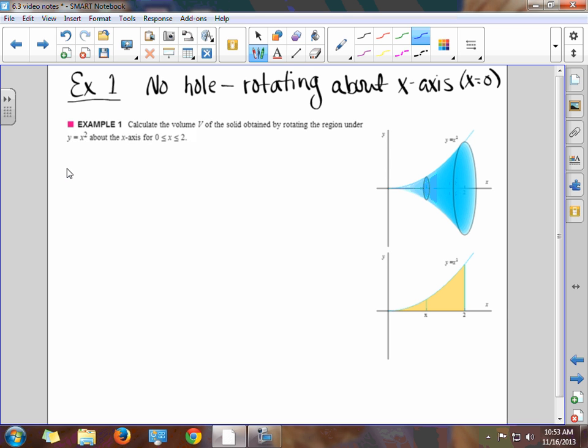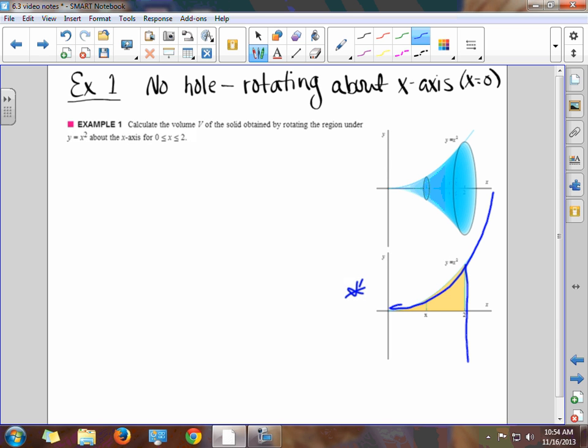We're going to rotate the region under y equals x squared. So here's my graph, y equals x squared. If you were going to graph this on your calculator, this down here would be the graph you'd see. And then we want to go from 0 to 2. So I would think, okay, what kind of function am I going to have to get to model the radius of this cylinder, this circle that I'm going to create?